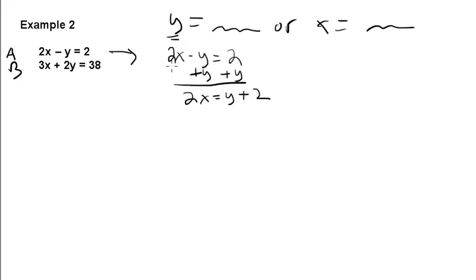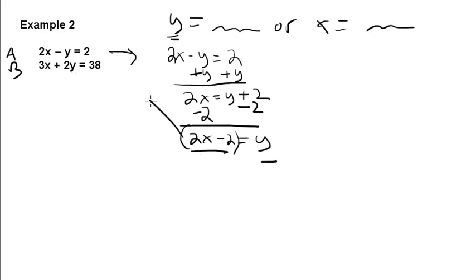You could have taken the 2x over, but I chose to take the y over, so that we have 2x plus y equals 2. Now, to get it to be y equals, we have to get rid of this 2 here by subtracting 2 from both sides, giving us 2x minus 2 equals y. Now we're in this awesome situation where wherever I see a y, I can replace it with a 2x minus 2 because they are equal and the same. And that's what I'm going to do with equation B.